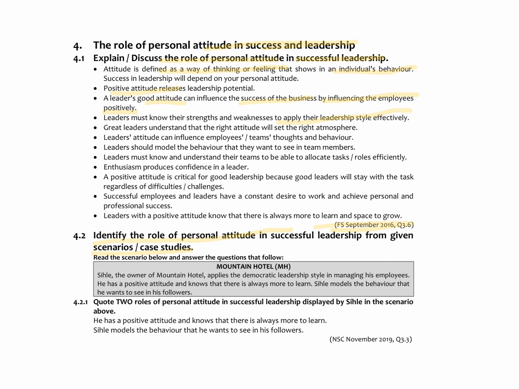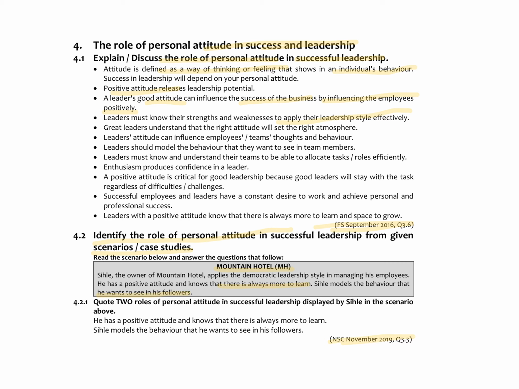But looking at the next question, they can actually ask you how to apply, how to identify this from a scenario. So in November 2019, they gave us the scenario on Mountain Hotel. And they said, Sihle, the owner of Mountain Hotel, applies the democratic leadership style in managing his employees. He has a positive attitude and knows that there's always more to learn. Sihle models the behavior that he wants to see in his followers.